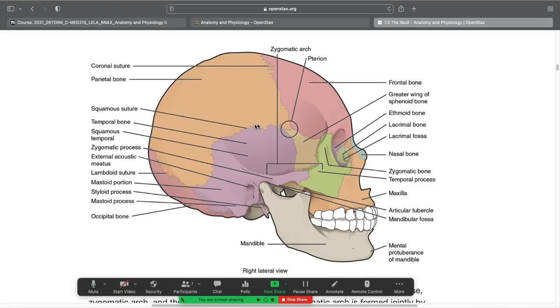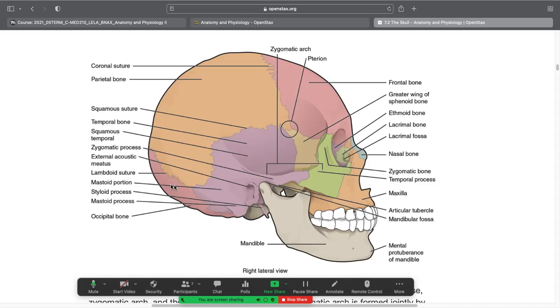Now, what else do you need to know? Remember I mentioned soft spots, or fontanelles. If you look at a newborn, you feel their skull, it's kind of soft because it isn't fully formed yet. And there's spaces. Well, the spaces eventually close up and they form these joints called sutures. These are immovable sutures. They don't move.